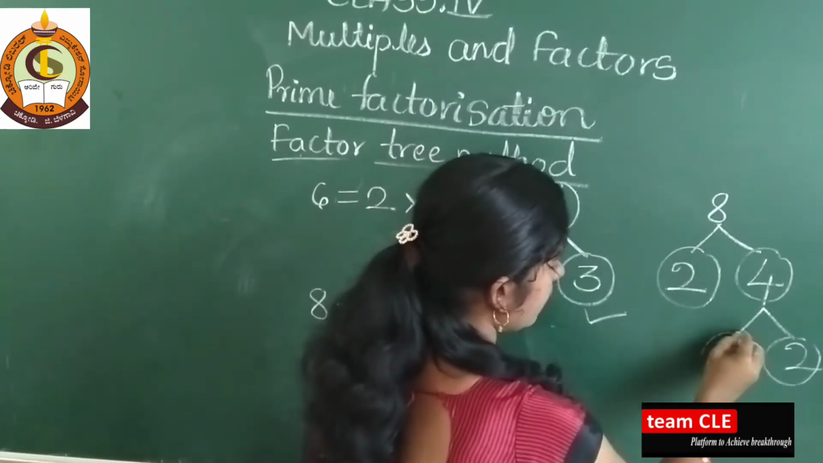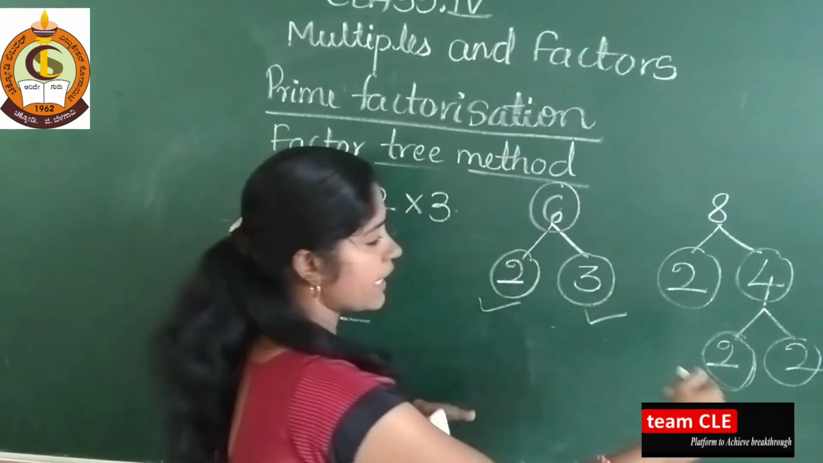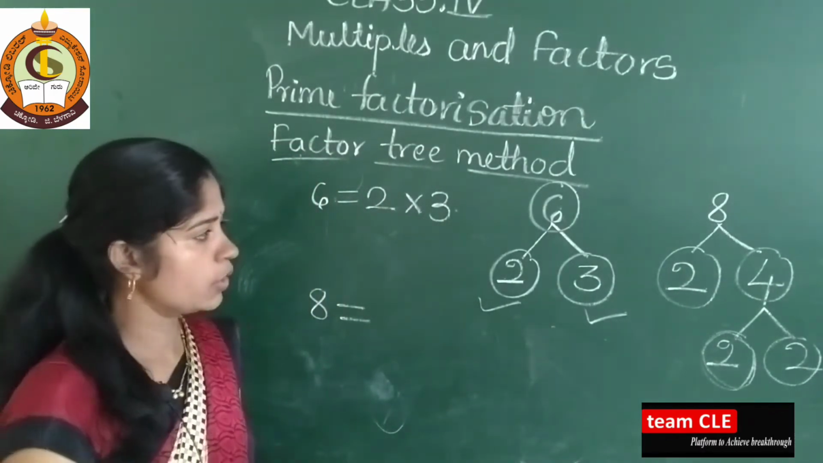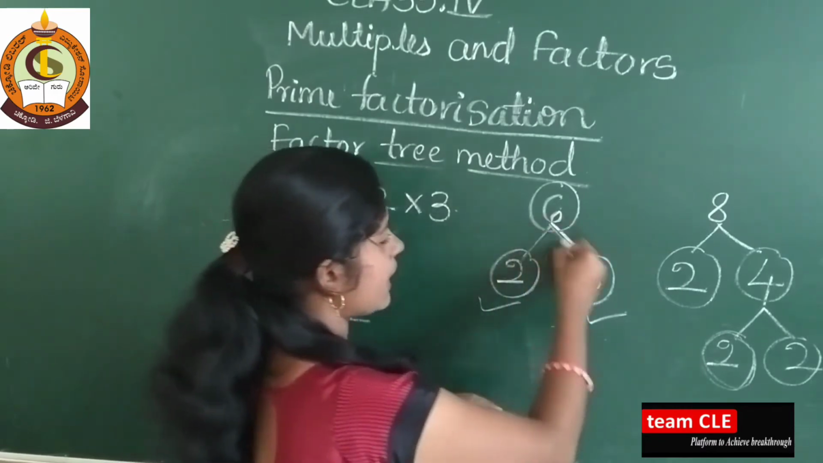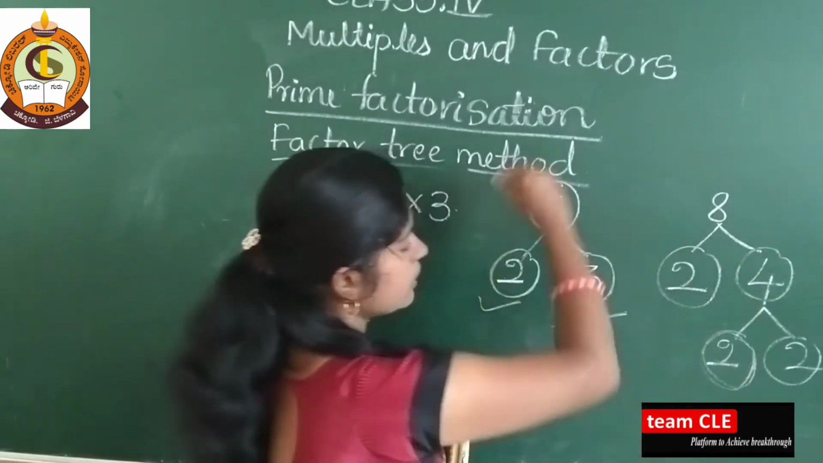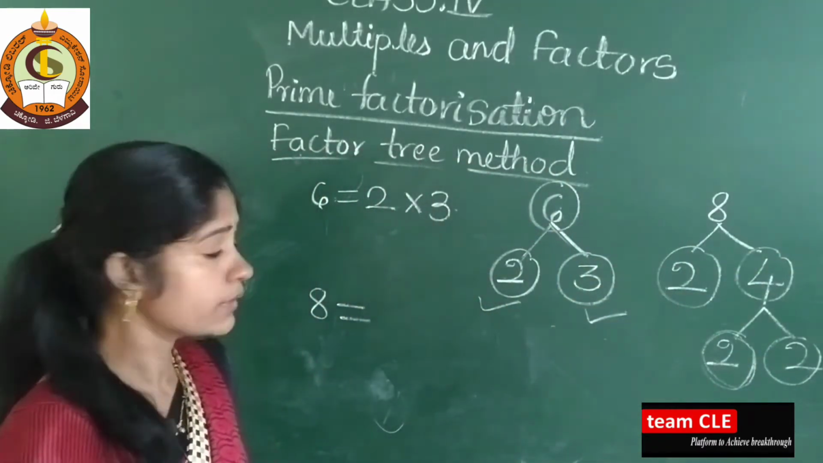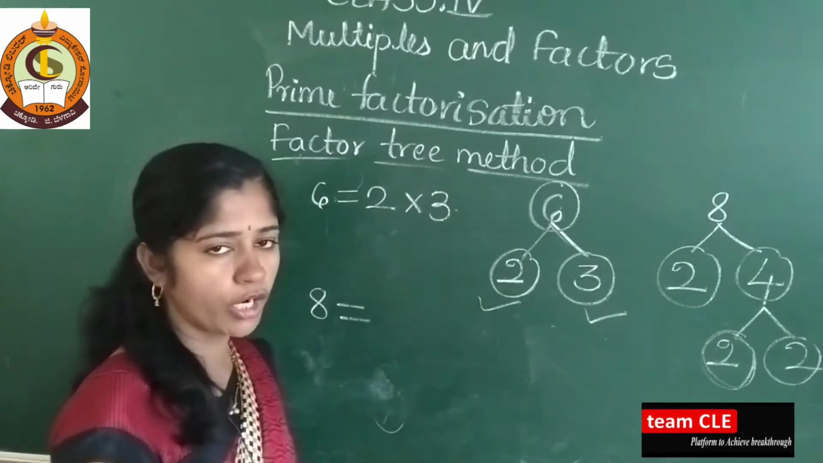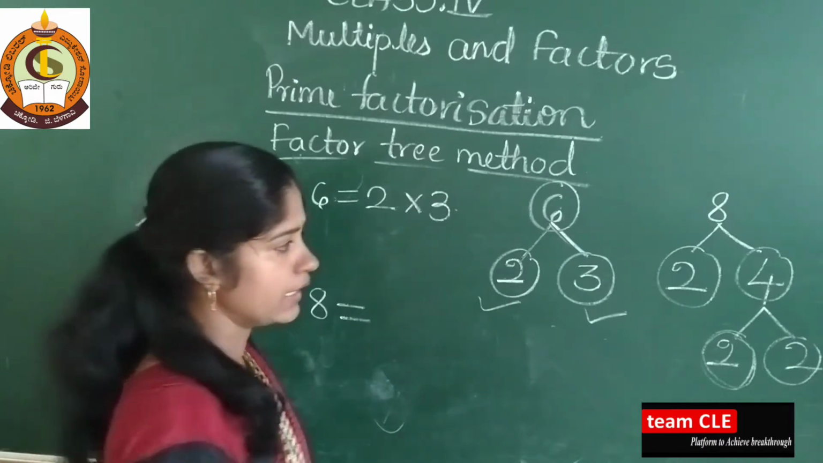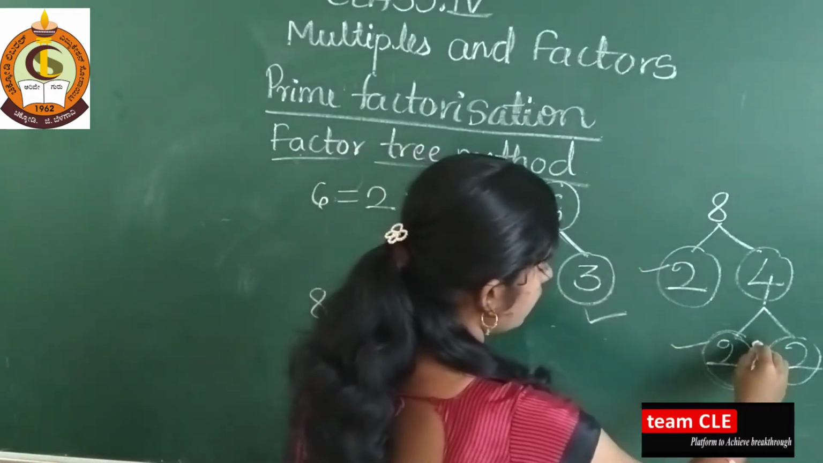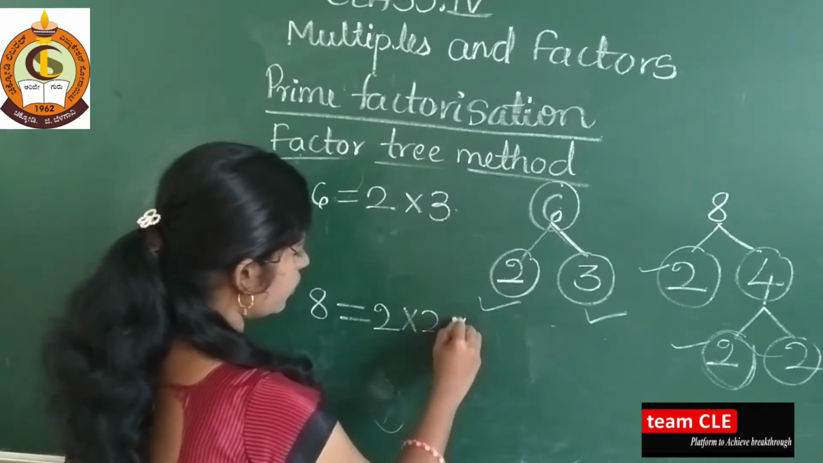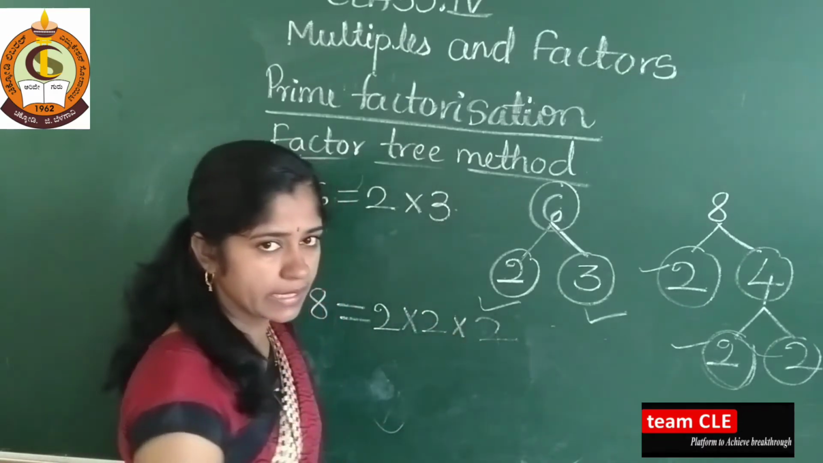This type we are spreading the branches like this. For that purpose we call this the tree method. Here the branches are spreading. This type of method we call the factor tree method. Finally I got the prime factors of 8, and they are 2, 2 and 2. So write 2 into 2 into 2. I hope you are getting my point.